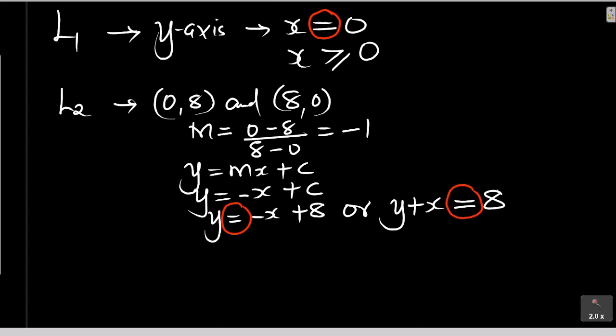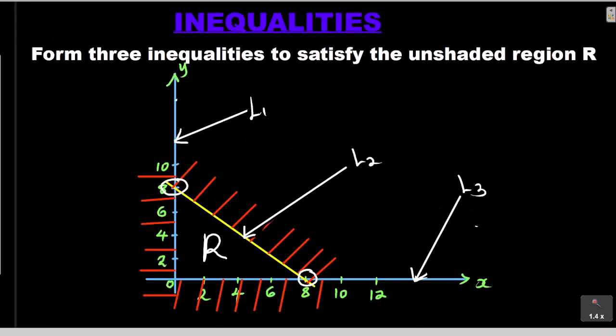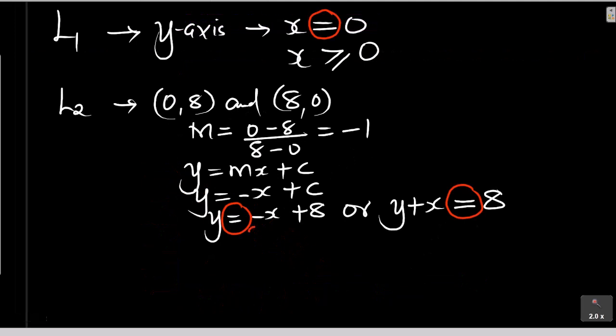Now to do this, you just need to pick a point on the required region. Any point that you're going to pick on the required region. I'll choose (2, 2). (2, 2) will lie somewhere here. So a point in the required region.